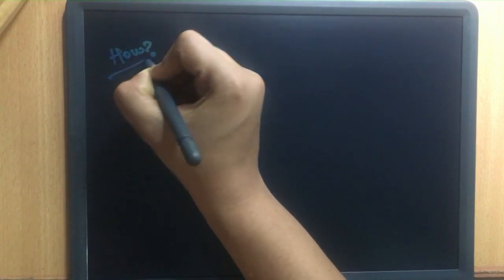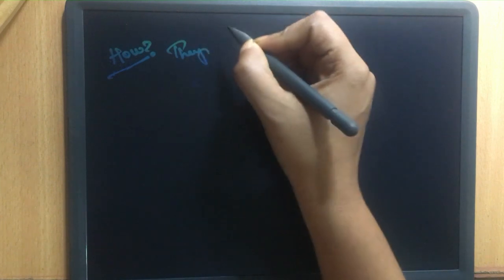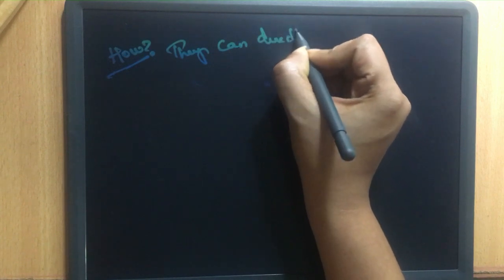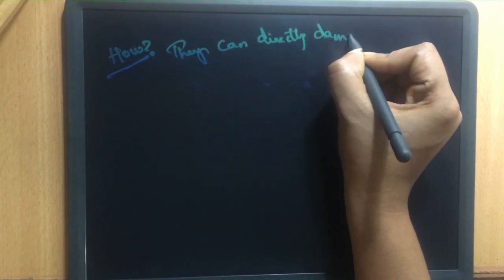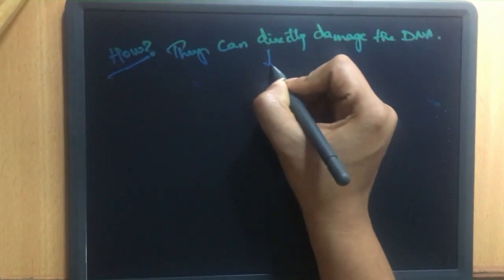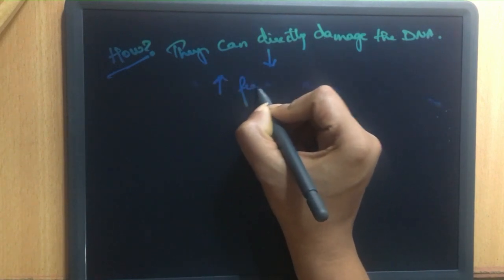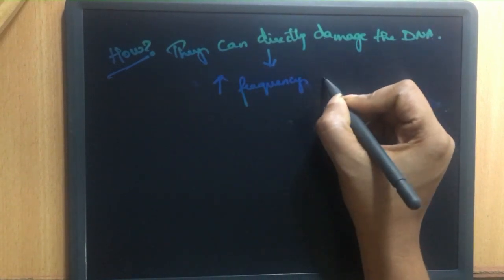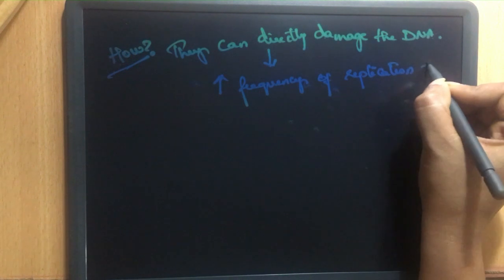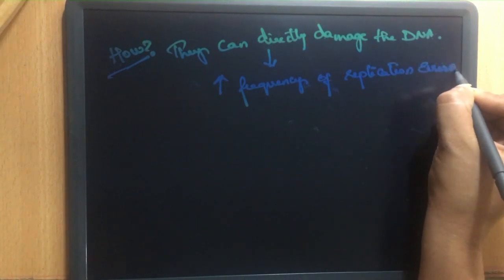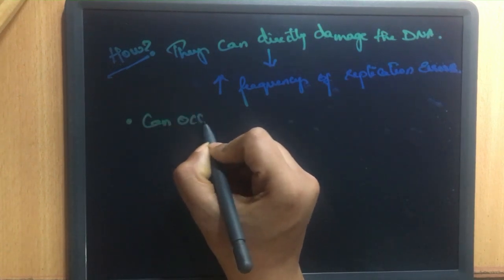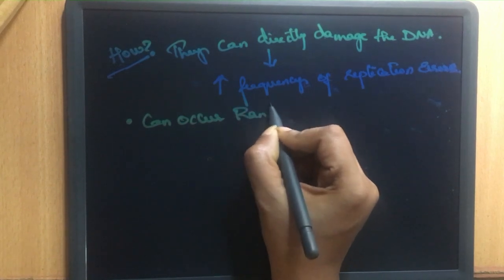How do they do this? These agents can directly damage the DNA due to their actions and thereby increase the frequency of replication errors. These mutations can occur randomly.